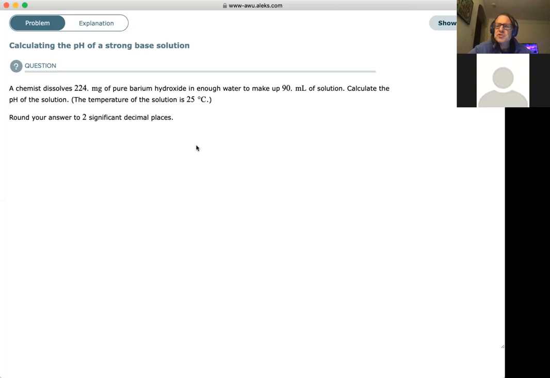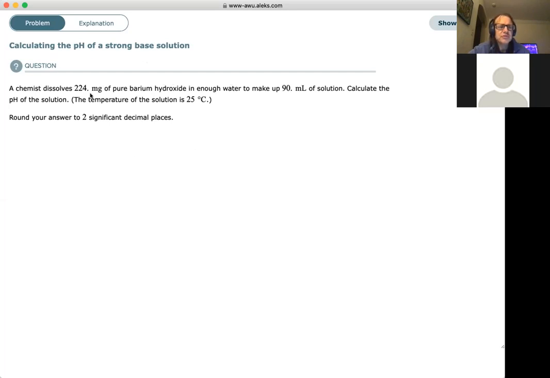Okay, so this one's going to be very similar to the strong acid problem. They're going to give you the number of milligrams of the base. They give you the name of the base, so you have to figure out the formula. And then you're going to divide that by the volume, which is in milliliters. That'll give you the molarity. From that, you can calculate the pOH, and then from the pOH, you can find the pH. So let's read it. This is calculating the pH of a strong base solution.